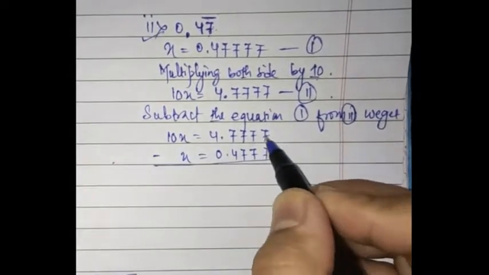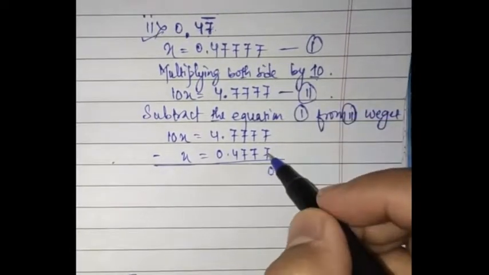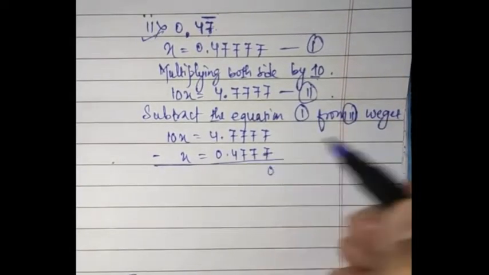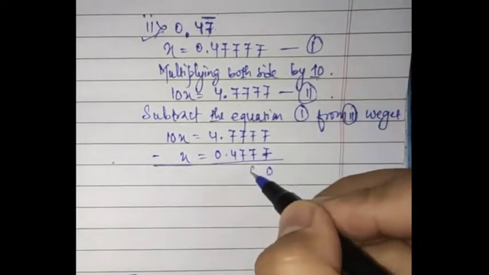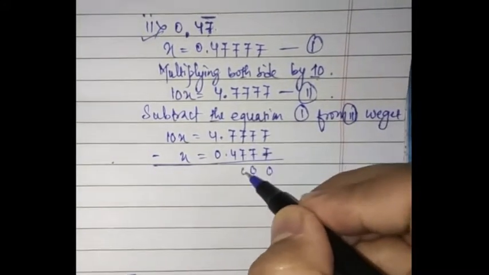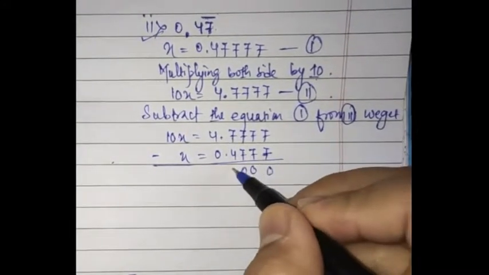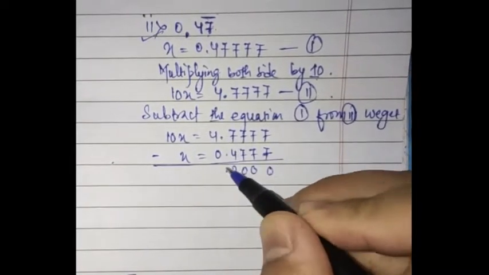Alright, so it is minus here. 7 minus 7 is 0. If you have written more 7s, then you can also write the limited 7s out here. Okay, it's not a big deal. 7 minus 7 is 0, 7 minus 7 is 0, again 7 minus 7 is 0. 4 minus 7 is 3. And 7 minus 4 is 3. Point here, 4 minus 0 is 4.